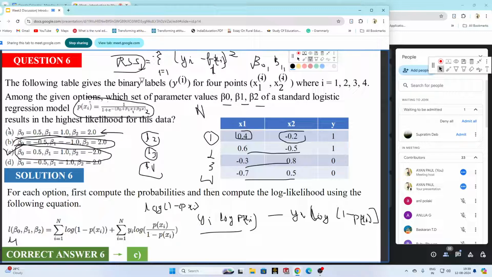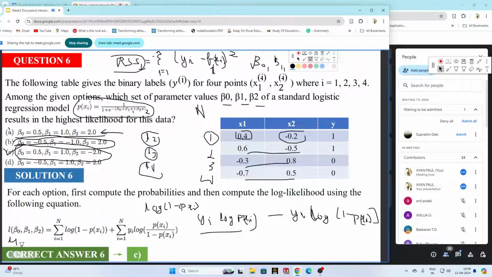Similarly, you will find RSS2, RSS3, RSS4. Whichever RSS is smallest, for that you will say this beta value is optimum, or this is the best fit line. That is for our linear regression. Now what about logistic regression? In logistic regression, we have to maximize the likelihood. Here we are minimizing the RSS, there we will maximize the likelihood.